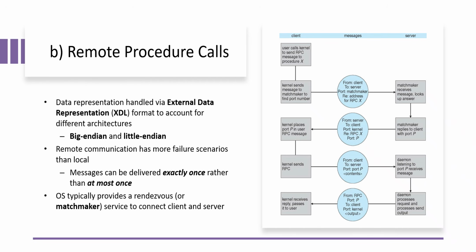Another important point is remote communication has more possibilities for failure than local communication. For example, the network connection may fail, the server may become unavailable, or a message may be delayed. Therefore, the RPC system needs to consider these additional failure situations. The operating system or RPC system may also provide a rendezvous or matchmaker service to help connect the client with the correct server.